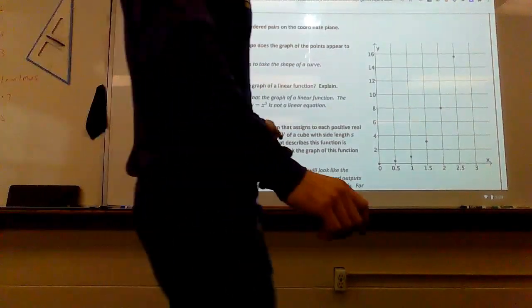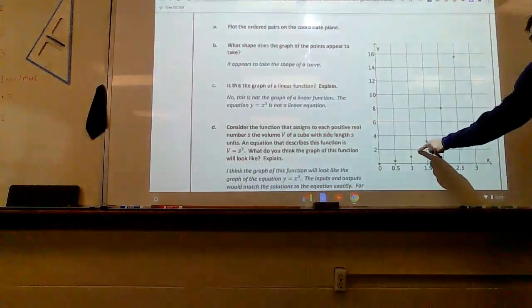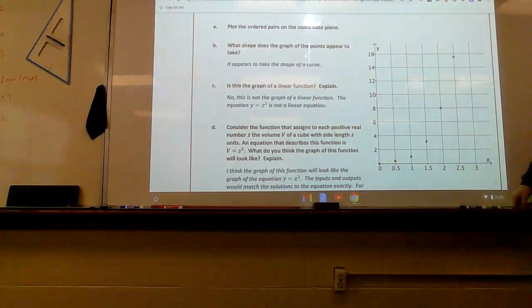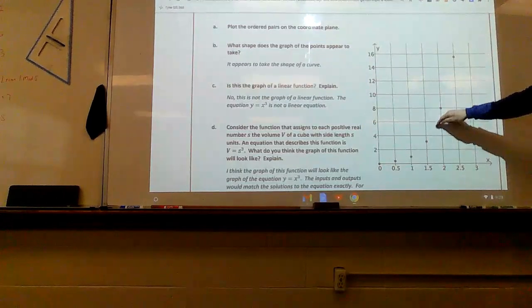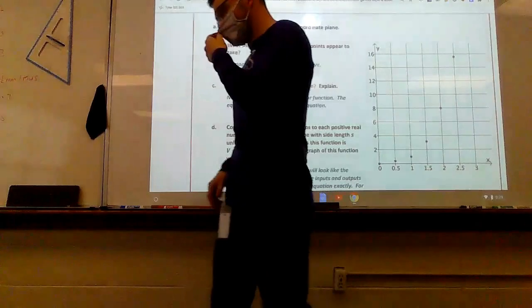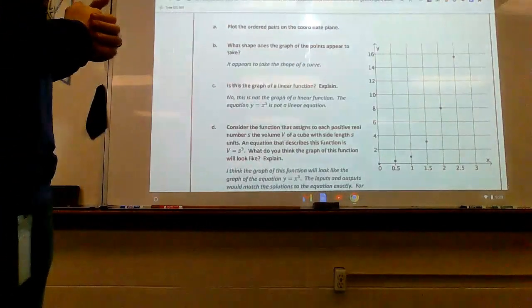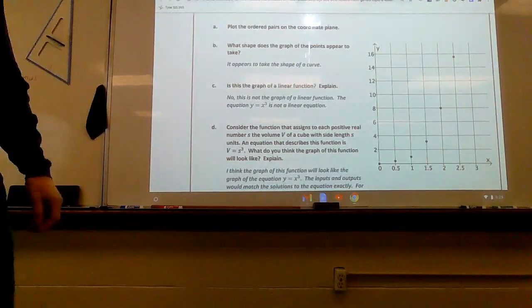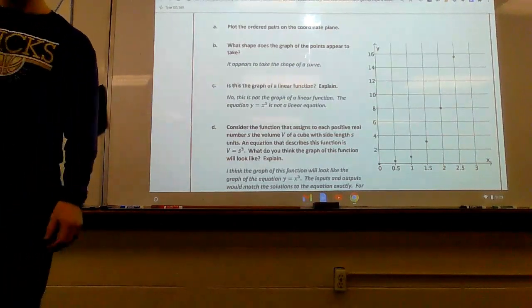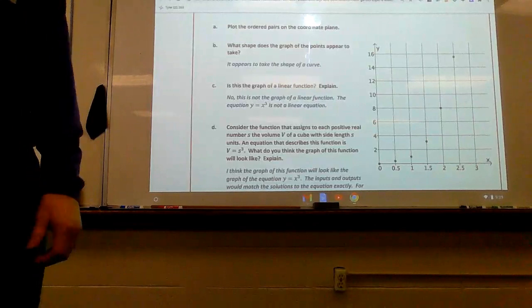Plot the ordered pairs. If you look, it's appearing to go up. Really, an X to the third is going to look like this, and then it would actually make a little S shape, but you don't know the negatives yet, so that's fine. So is it linear? Absolutely not. Remember, linear functions have to keep X by itself. There are no exponents with the X. X has to be in the numerator. It can't be in the denominator.